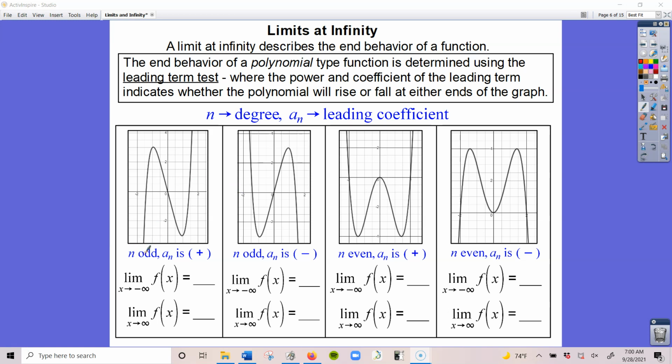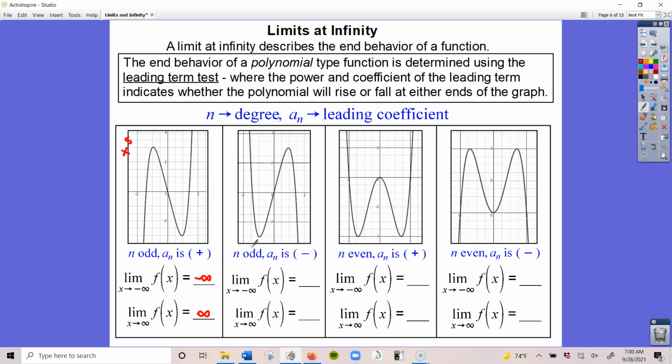So in this first example, if you have an odd exponent and the leading coefficient is positive, I'm going to write what a leading term could be for the polynomial. Let's just say that our leading term is x to the 5th. Positive coefficient, meaning the right side is going up. Odd exponent, left side going in the opposite direction. So the limit as x approaches negative infinity, which is the left, is negative infinity. And the limit as x approaches positive infinity, which is the right, is positive infinity.